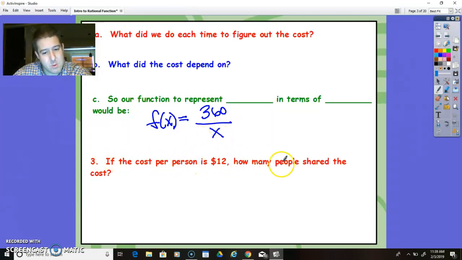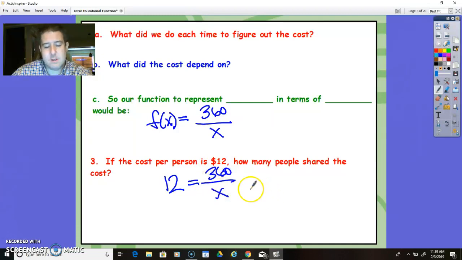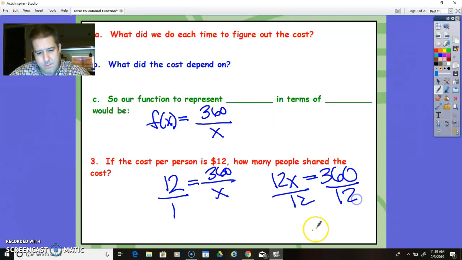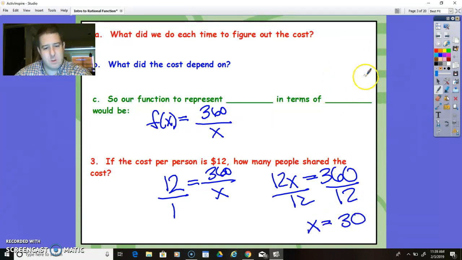If the cost per person is $12, how many people must have shared the cost? Well, if the cost was $12, that's the f of x, is equal to 360 over x, then you can just simply solve this. Now you can solve it a couple of different ways. You can cross multiply, that gives you 12x equals 360. Divide both sides by 12, and you have your answer of 30. So 30 people must have shared the cost if the cost is $12.